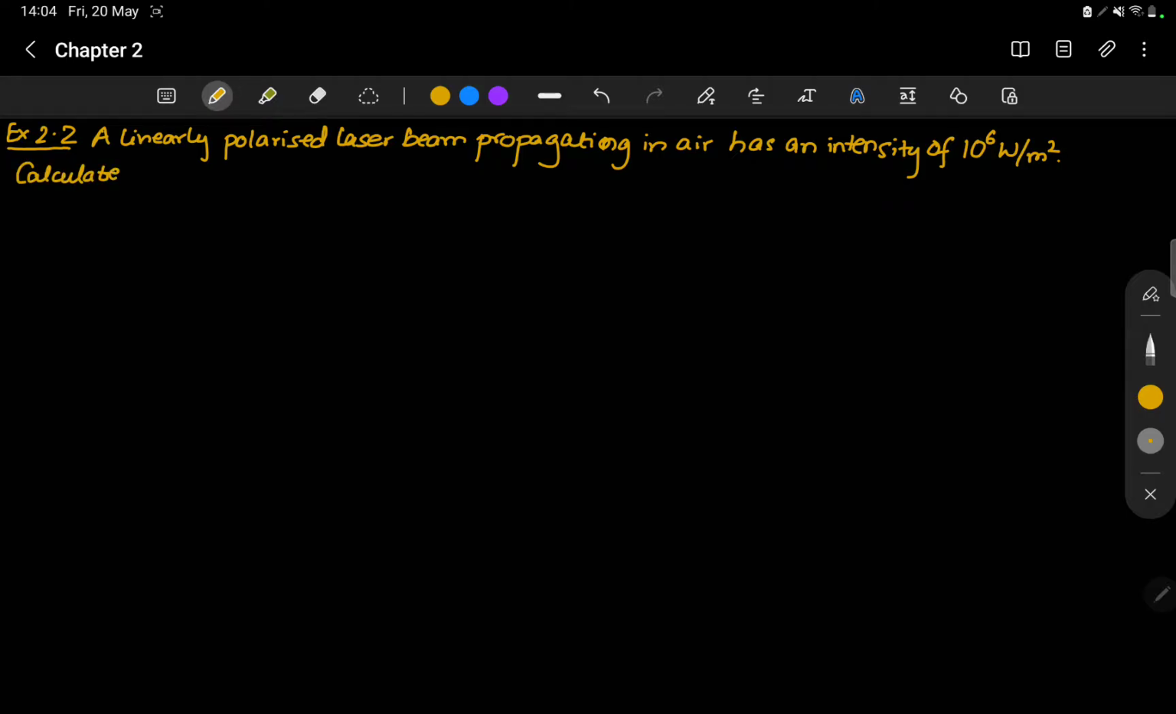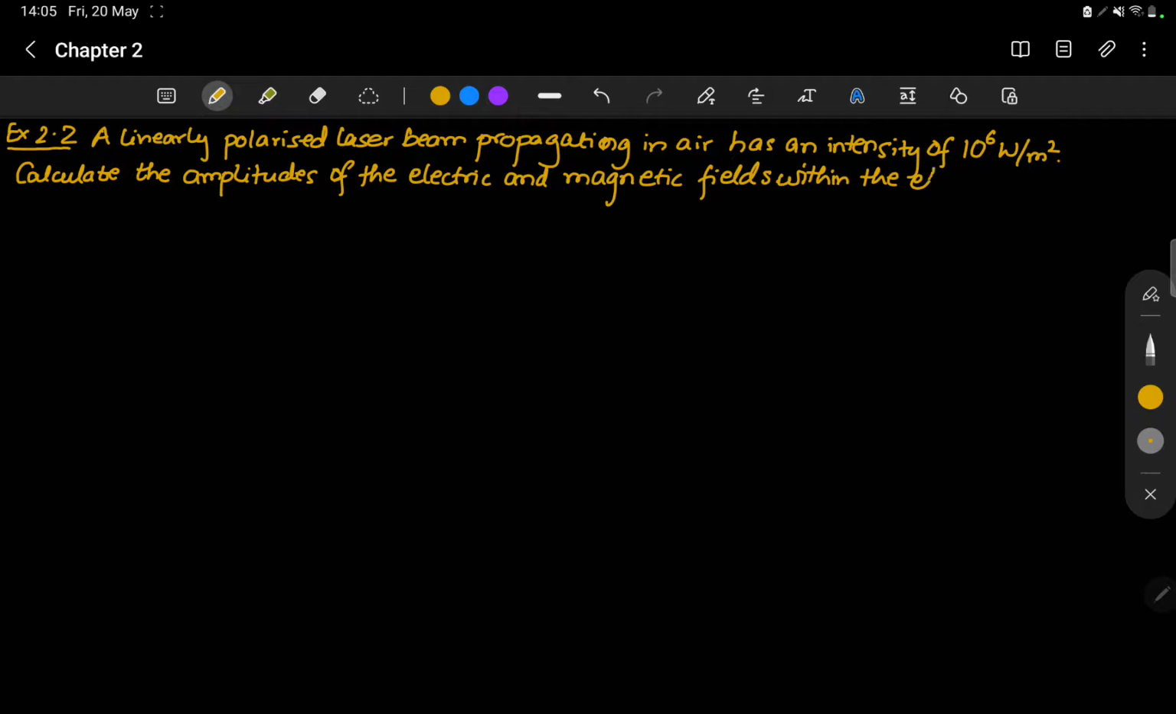Calculate the amplitudes of the electric and magnetic fields within the electromagnetic wave. So let us solve this question now.